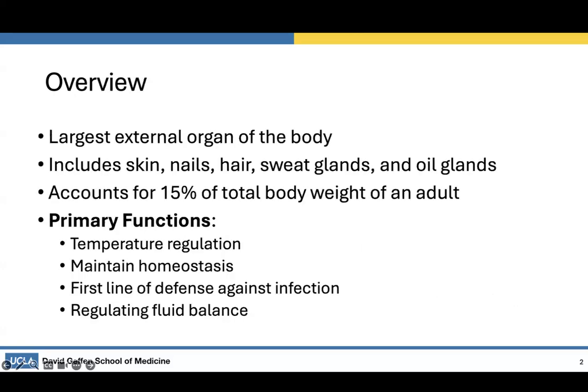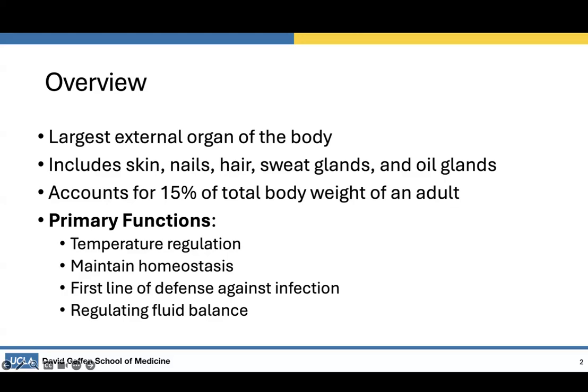The integumentary system is the largest organ of the body. It accounts for about 15% of an adult's total body weight. The system itself includes the skin, but also several accessory components, like the nails, hair, sweat glands, and oil glands.